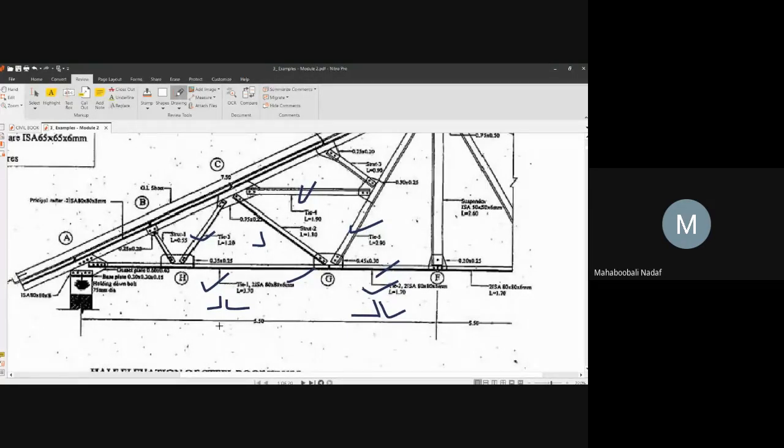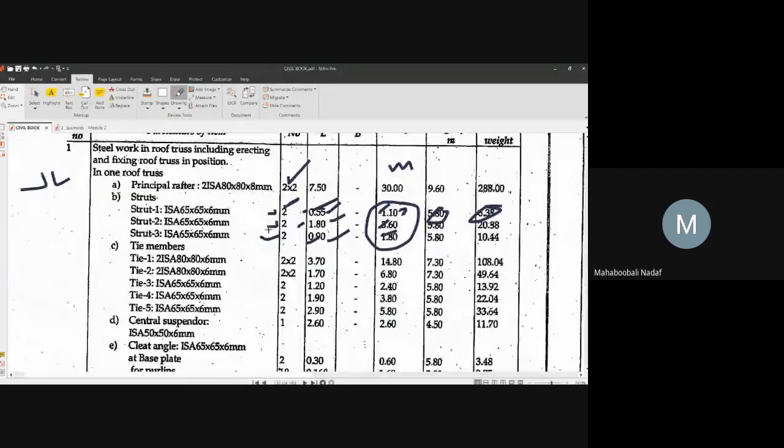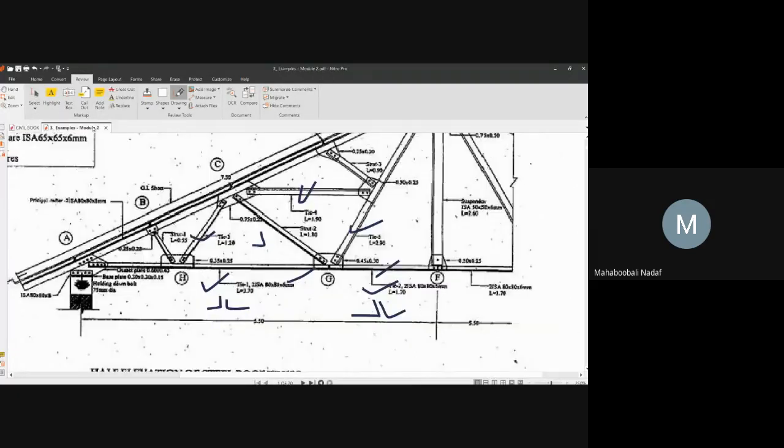So whatever members are there, they have to be multiplied by 2. So that is why it is written like this. Tie member 1 and 2 have 2 by 2 because of 2 sides. Tie 3, 4, 5 have only single, but on 2 sides. Is that okay? This portion? Yes, sir.